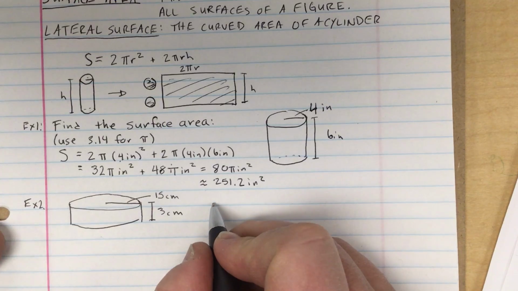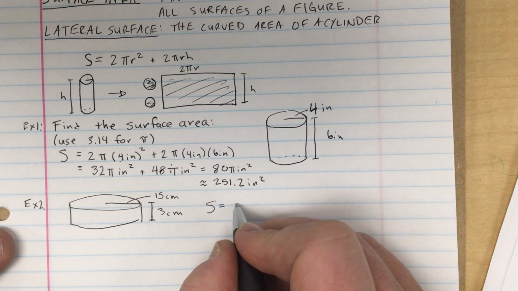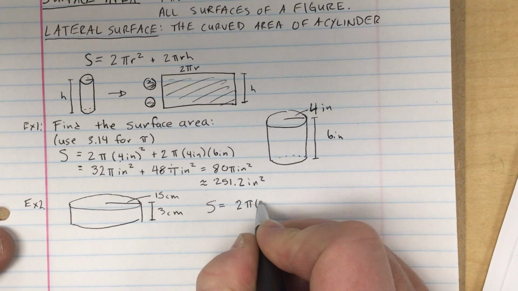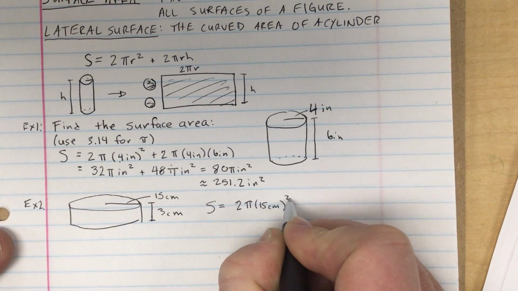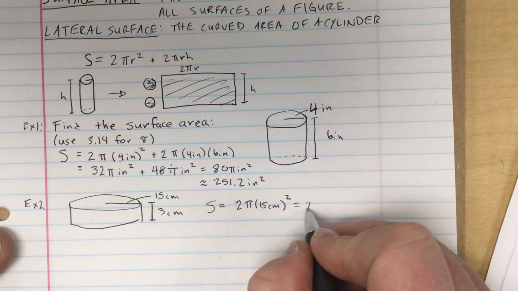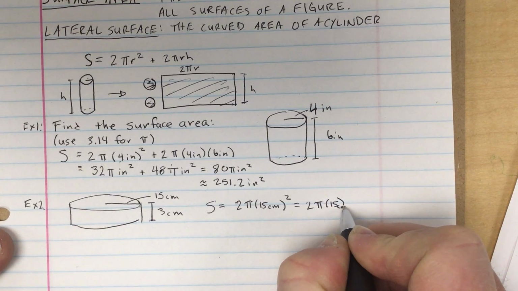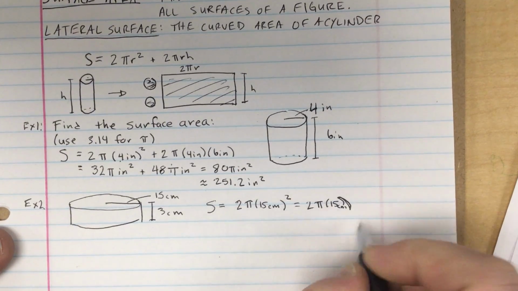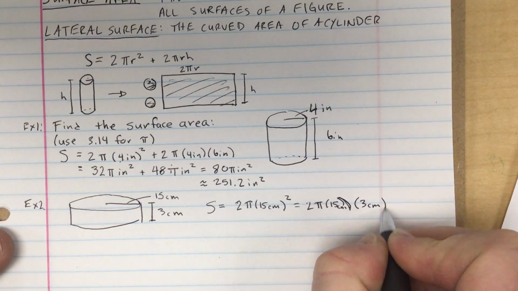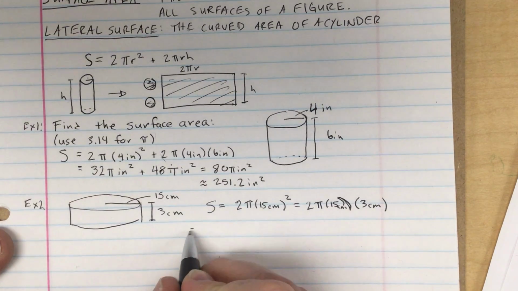So again, we're going to do the same thing. Set up our S, our surface. You have the area of the two circles. So that's 2 times pi times your radius, 15 centimeters squared. And then you have the rectangular piece, so that's your circumference, 2 pi r. 2 pi times 15 centimeters times 3 centimeters, your height. Again, we're using the formula right up here. And so let's start to simplify that.